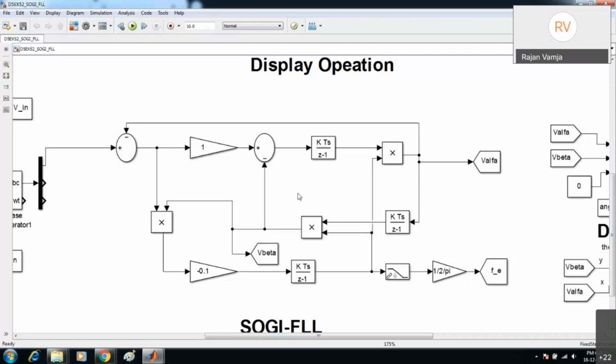This is the only thing I wanted to point out: between these two algorithms, SOGI FLL and SRF PLL, both are doing the same thing. Both are estimating the angle of the grid voltage, that is theta. It is estimating V alpha and its angle.